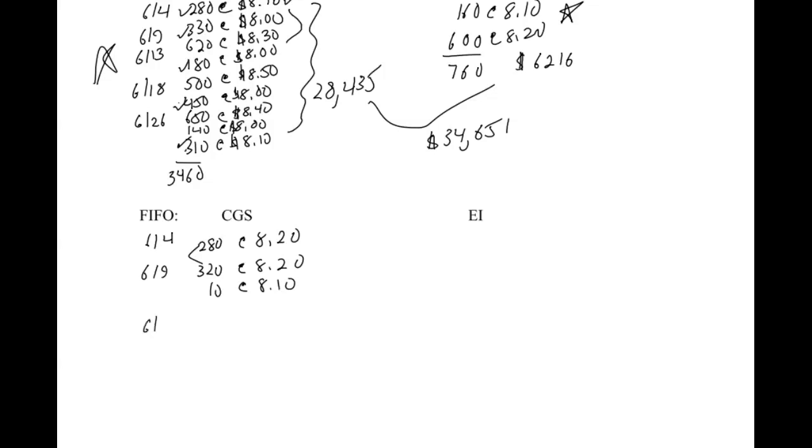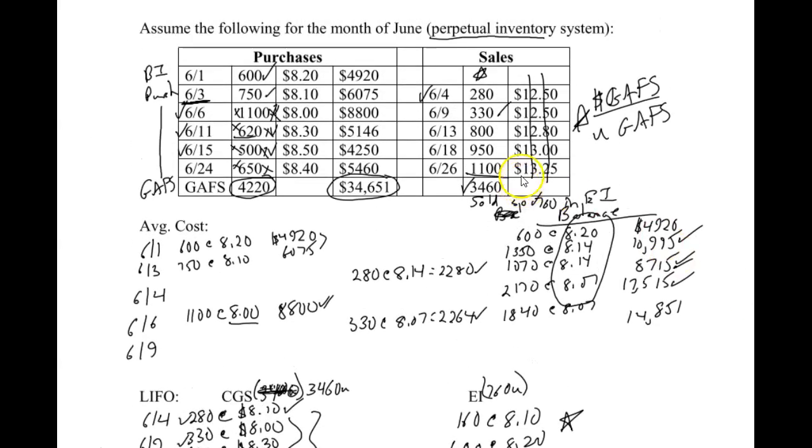On June 13th, we had a sale of 800. So let's go back up and look here. So June 13th, we can see there the sale of 800. Okay, so we need to figure out where that comes from. So June 13th, we're still going. Remember, it's first in, first out. So we're just going back up to the top and grabbing what's left.